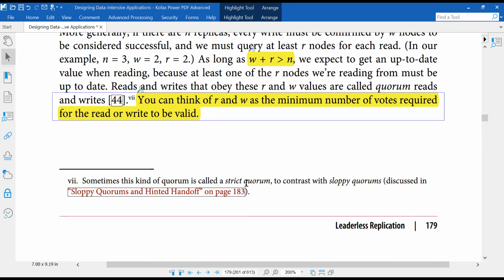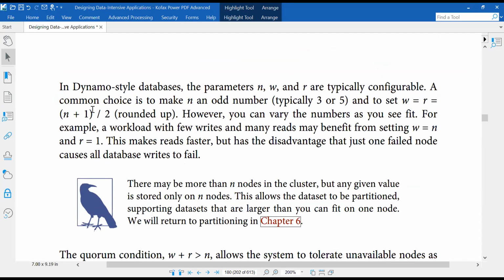Sometimes this kind of quorum is also called a strict quorum, to contrast with sloppy quorums. We'll see that later. So in Dynamo-style databases, the parameters N, W, and R are typically configurable. A common choice is to make N an odd number, typically 3 or 5, and to set W and R equal to (N + 1) / 2, rounded up. However, you can vary the numbers as you see fit.